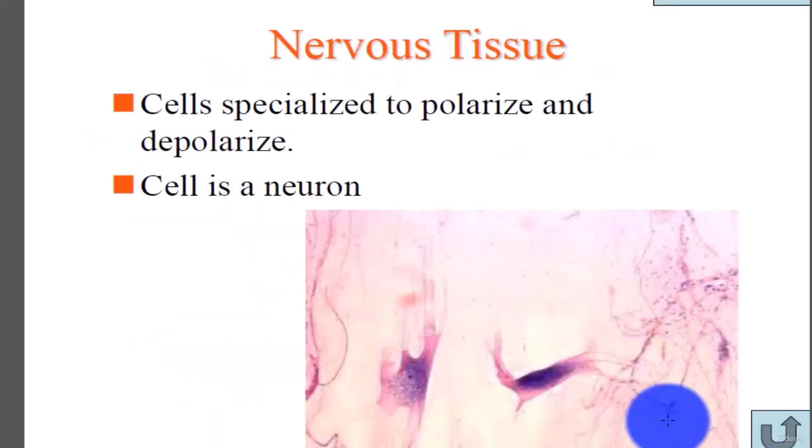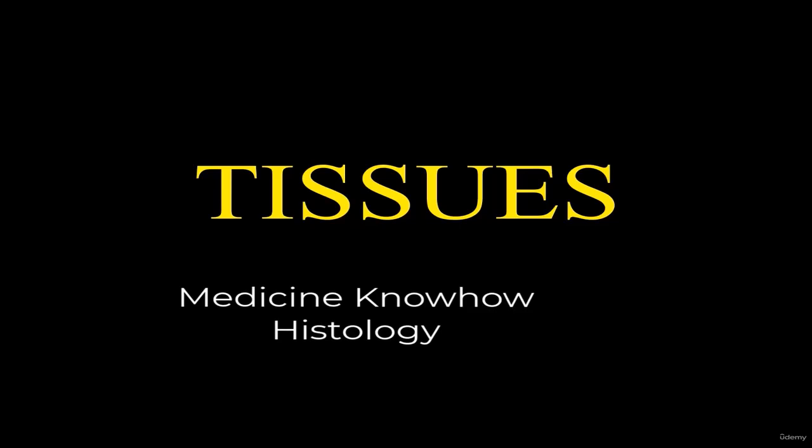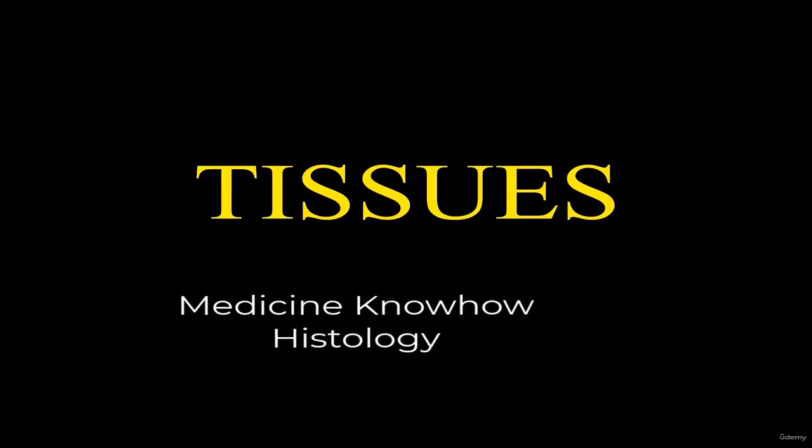Nervous tissue: cells specialized to polarize and depolarize.